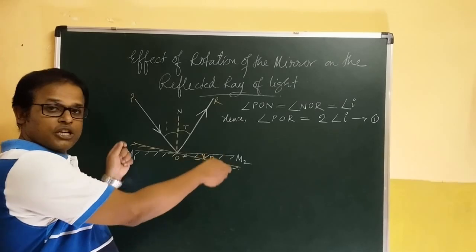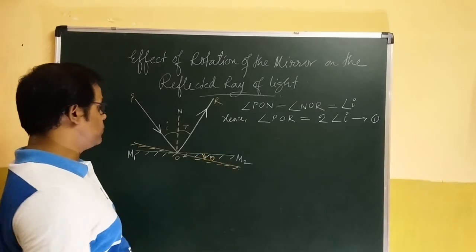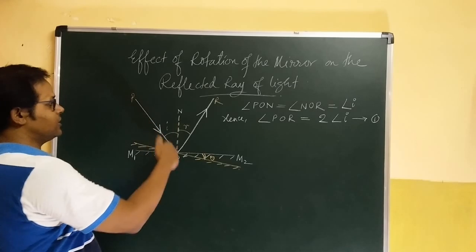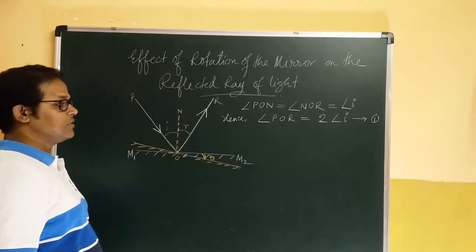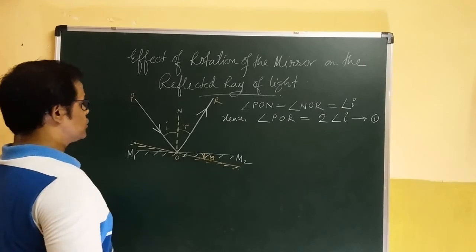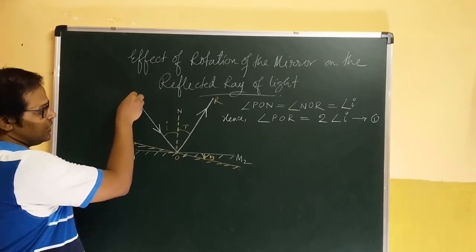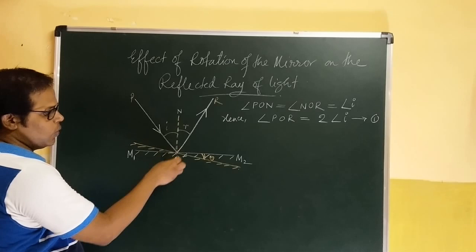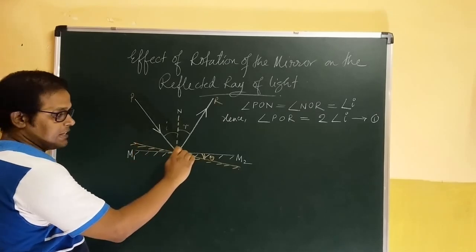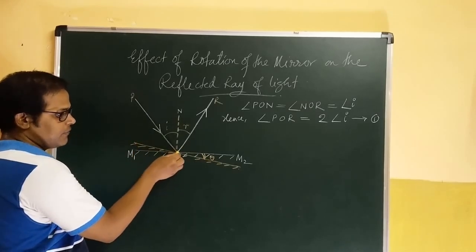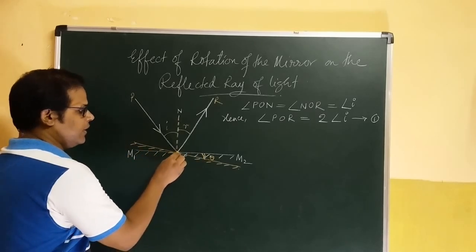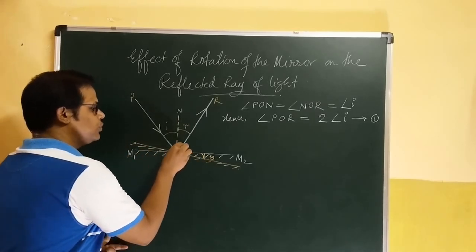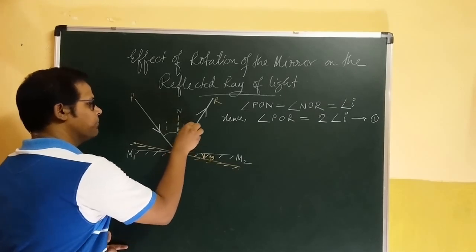If the mirror is rotated by an angle of theta, what would happen if I fix the direction of the incident ray? By what angle is the reflected ray going to change? What I mean to say is, the ray of light still comes in the same direction of PO. Now the mirror is tilted by an angle of theta. So definitely the normal should always be perpendicular to the surface. Let me draw you the new normal.